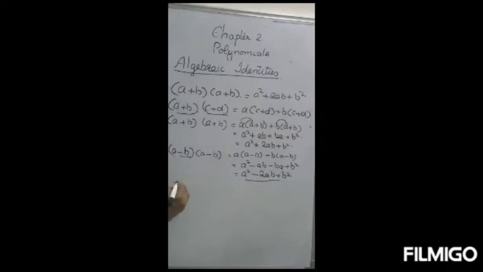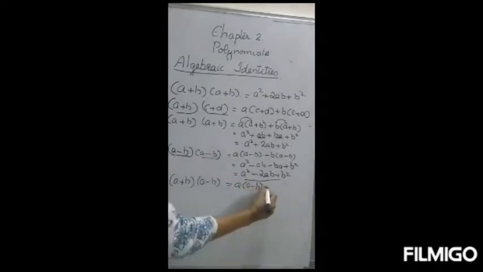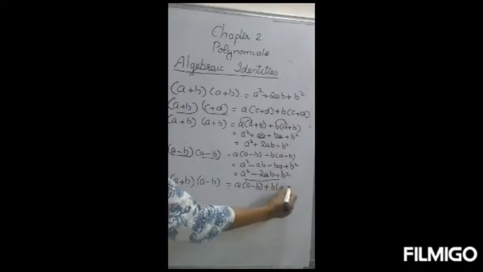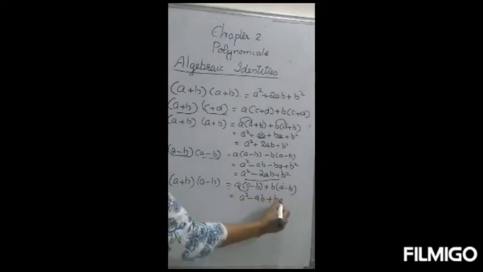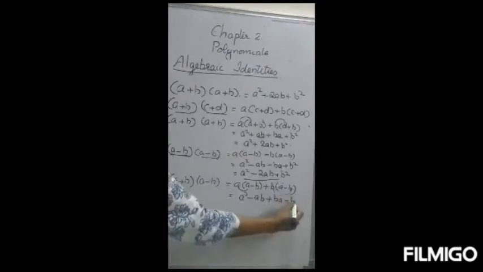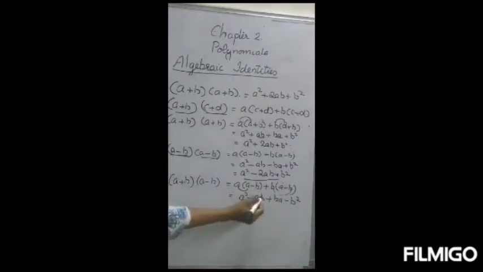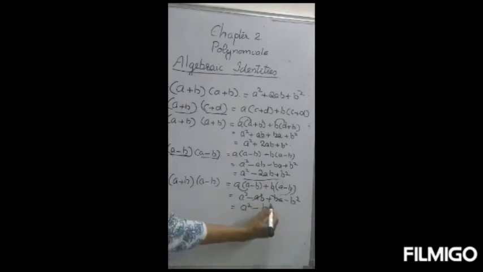Now the next one is (a + b) and (a − b). That means one is plus and the other is minus. That is a(a − b) + b(a − b). That is equal to a² − ab + ba − b². Here −ab and +ab get cancelled. So it becomes a² − b².